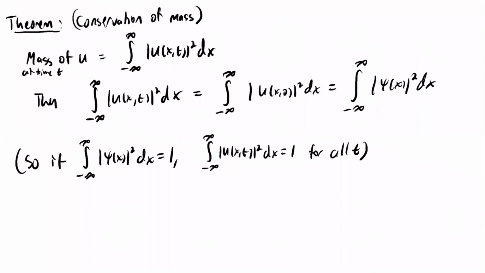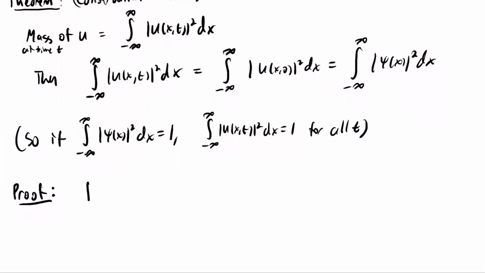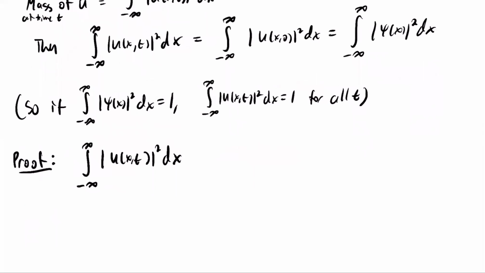And so the proof is a relatively easy application of Plancherel's theorem as long as you understand the Plancherel theorem. The proof is the following. Let's look at the integral from minus infinity to infinity of |u(x,t)| squared dx. What we're going to do is apply the Plancherel theorem from the last lecture in the x variable.